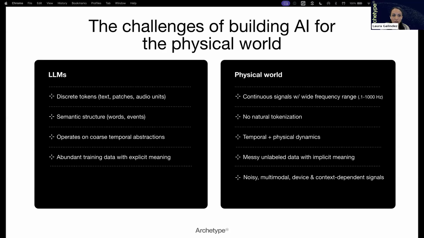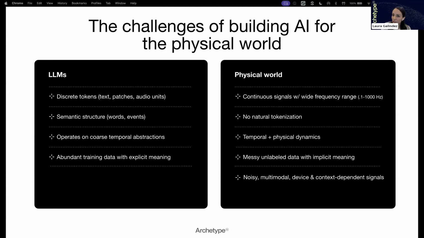In contrast, sensor signals are continuous, and they tend to span a very large frequency range that goes from fractions of hertz to several thousands of hertz. And so trying to tokenize them in the same way you would tokenize a sentence will lead to loss of information. Moreover, LLMs also benefit from operating on coarse temporal abstractions, because this is how language works pretty much. So there are words, sentences, events, and so on. Whereas physical systems are actually driven by dynamic processes that unfold at millisecond scales.